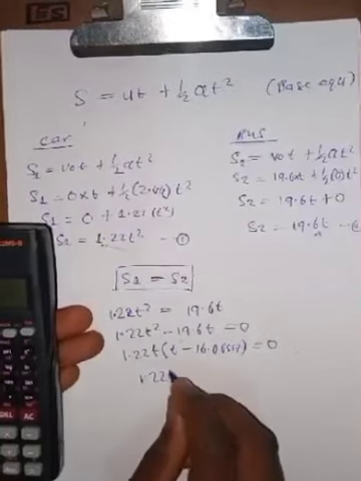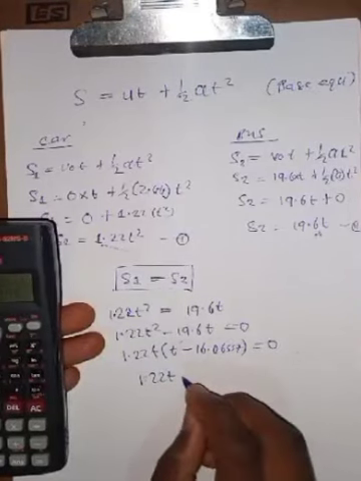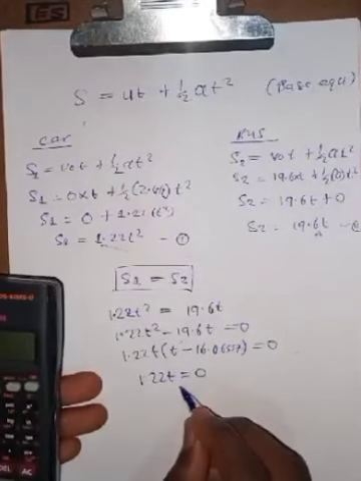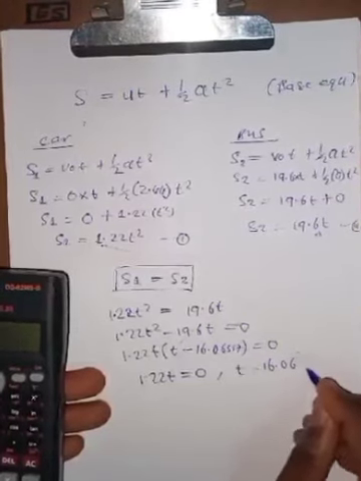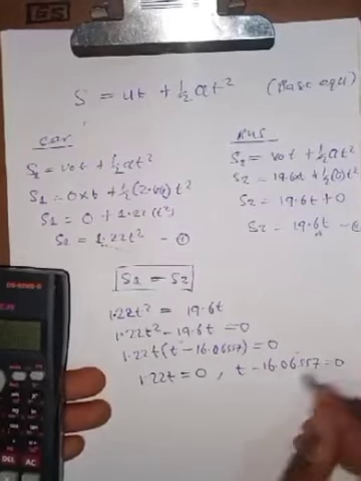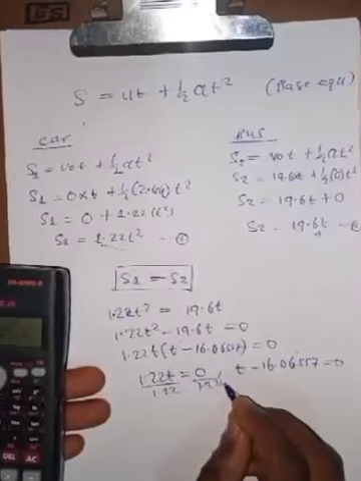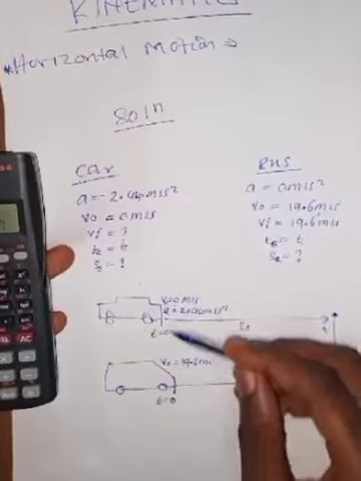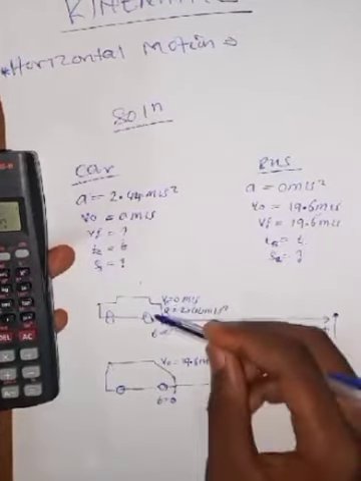Then I have to equate this. It's the same thing as 1.22t equals 0, because this is a quadratic. Definitely we are going to have two values. Then you're also going to have t minus 16.06557 equals 0. If we divide by 1.22 for this one, we have t equals 0. So this t equals 0 means the first time these two met is when they just started, t equals 0. We are expected to have two points at which they met.